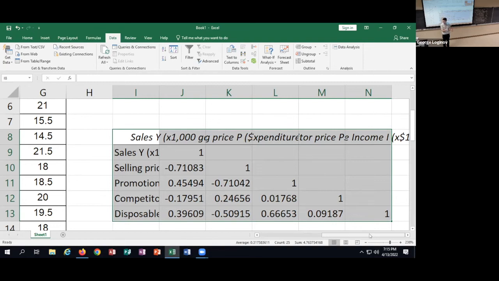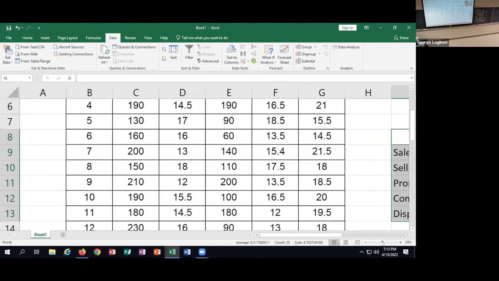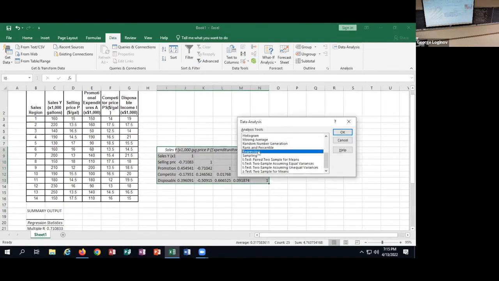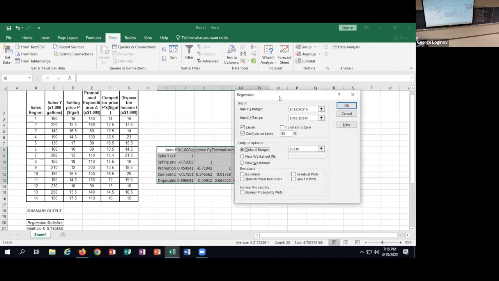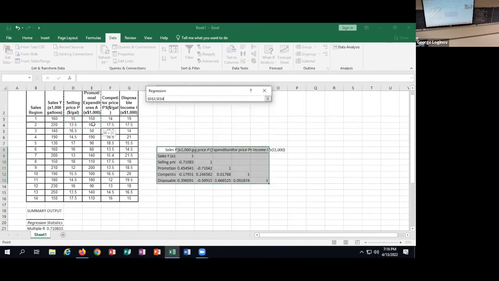All right. Once we perform this test, let's go back to the data analysis. Regression as well, one more time. Now for the input range, we want the sales again, so I'm going to keep the input range intact. It usually keeps your previous settings. For the input X range, I'm going to delete it, and I'm going to highlight selling price, promotion, competitor's price, and disposable income, so all four columns of data that I have. And again, I want labels and the confidence level.